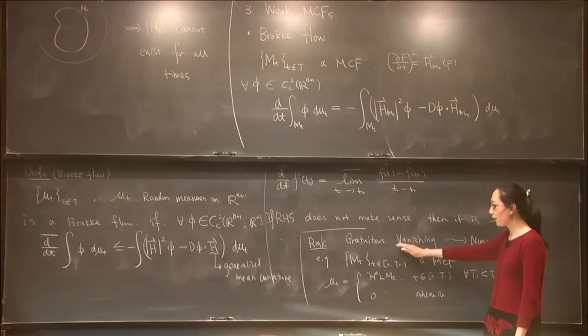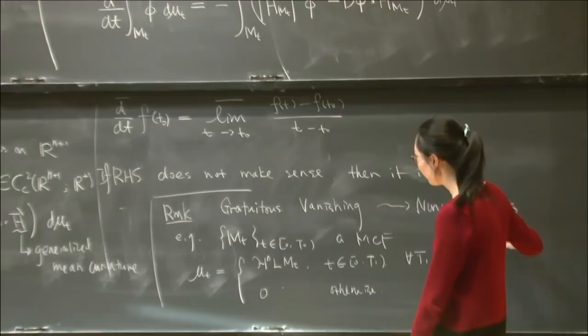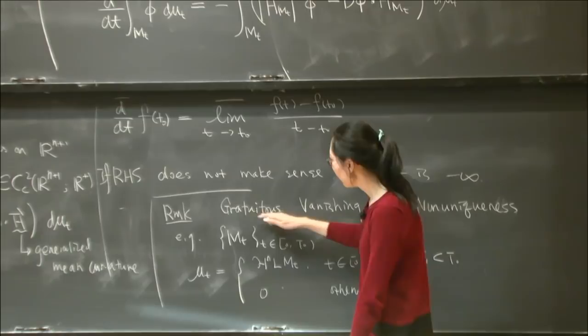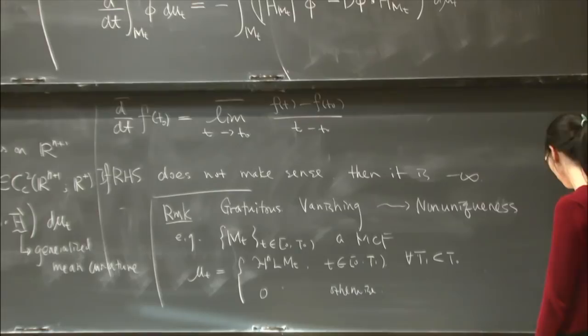This is not the only reason that you get non-uniqueness of the bracket flow. There are other reasons, not this kind of vanishing phenomenon, that also give non-uniqueness.